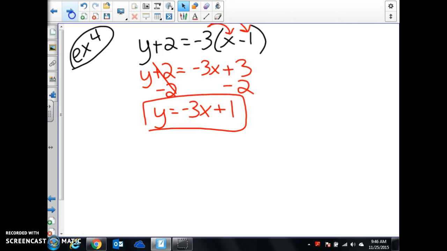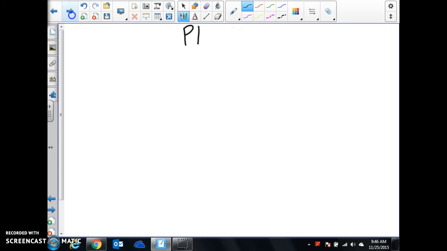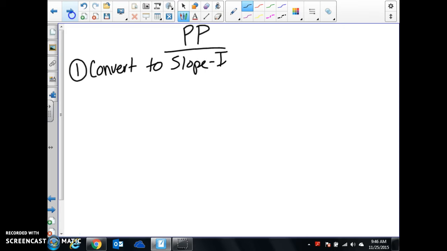Okay? Here are your practice problems. All right, so the first one, I just want you to convert to slope-intercept. Let's give you this one. y plus 3 equals negative x minus 5. And then the rest of them, I'm going to give you a point and a slope. And I want you to write it in point slope and then convert to slope intercept.